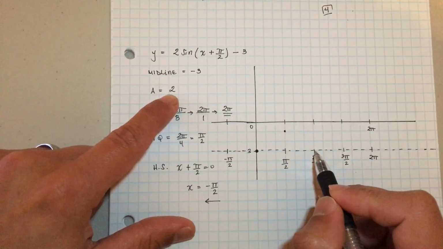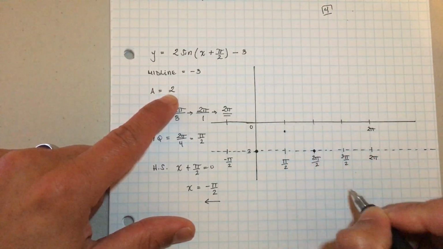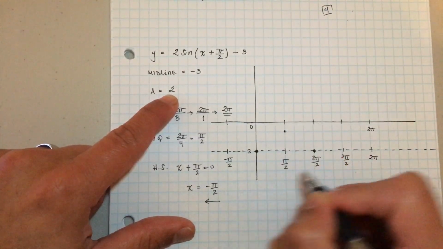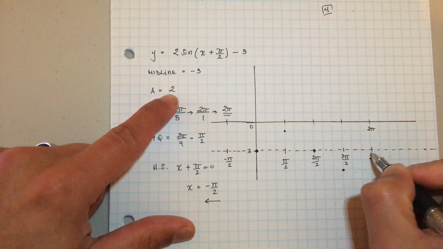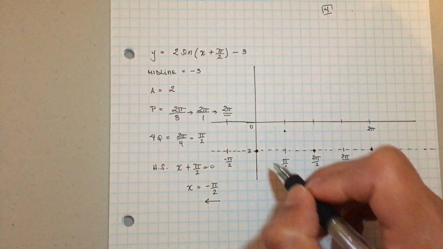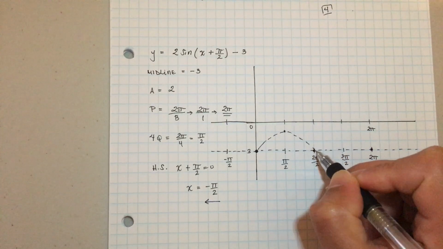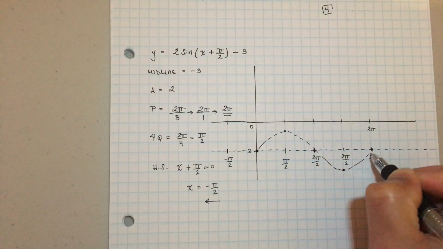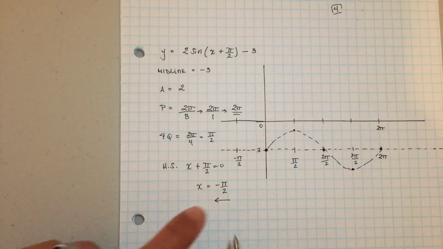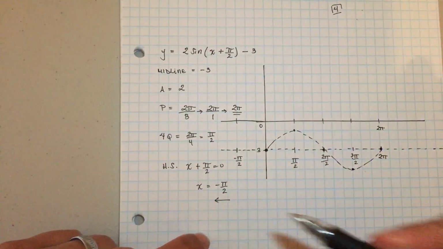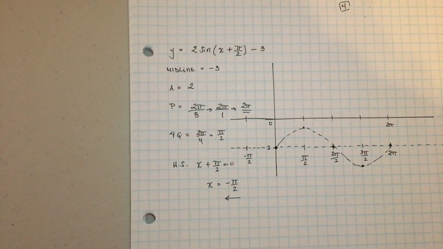Okay, what about the next one? Then from the amplitude you go to the midline, and then you go down to the amplitude. So go 1, 2, right here. Then you go back up to the midline, right here. So you get this curve, and it looks like this. A little bit flatter than the one we did before, not as high. And that's it. But the last thing we have to do is move it negative pi over 2 units to the left. So this guy is going to move to the left pi over 2.